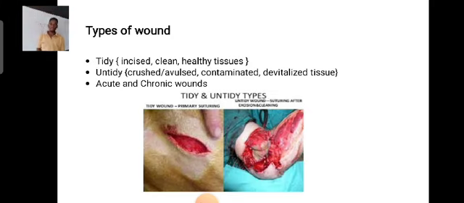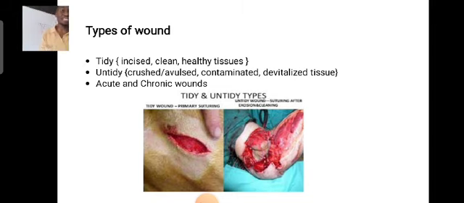Types of wound. As I said before, we compared the wounds. You can classify them into tidy and untidy. Tidy is, for example, an incised wound that you get in an operation. Then there is the untidy wound. Untidy wounds are those caused by crush, avulsion, contamination, devitalization. Untidy wounds are bad wounds even to watch, but tidy wounds are clean, small cuts, like you can see in the picture there. The wound on the right side is tidy, clean, incised, as if a sharp blade or laser has passed there. But in the next picture, the untidy wound is avulsed, with contusion and everything.